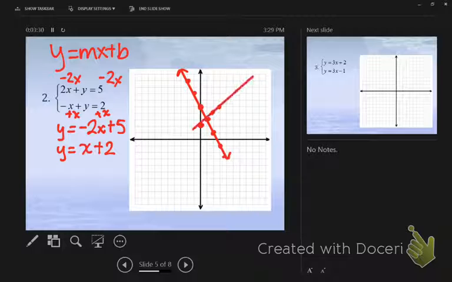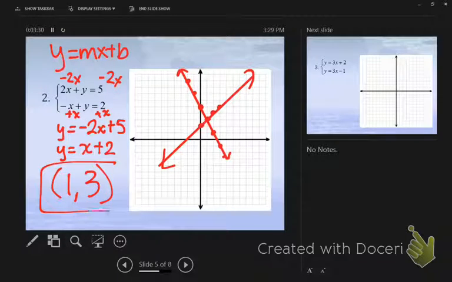As many times as we need to be able to get that line and make sure that our lines cross each other. Now they cross each other at this point. So that point is at (1, 3). That is our answer.